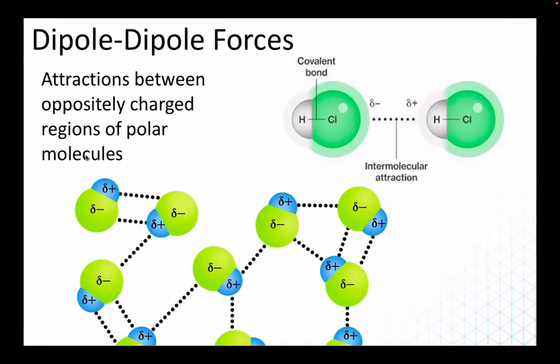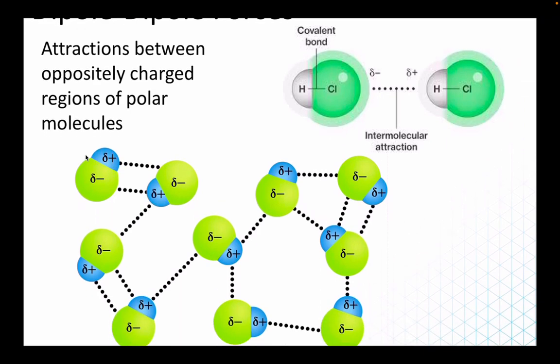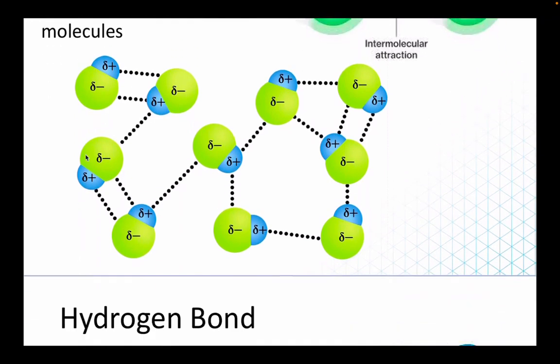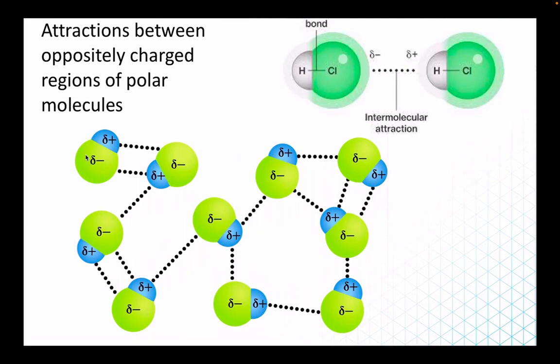Dipole-dipole is when you have polar molecules. That's the key here. They're not temporary dipoles, they're permanent dipoles. Again, in this slide, the dotted lines represent the dipole-dipole interaction. If you have equal sized molecules, the dipole-dipole is going to be stronger than the LDF.